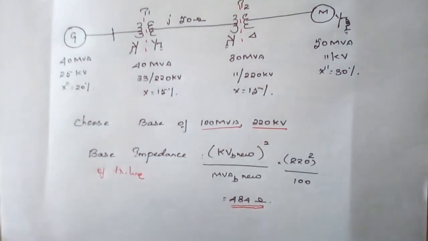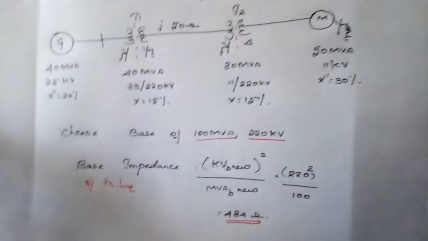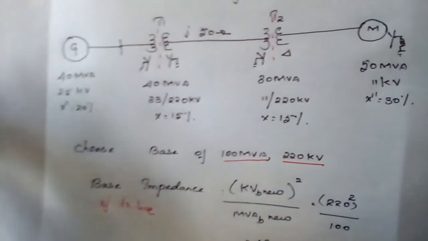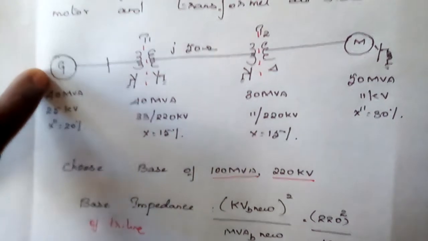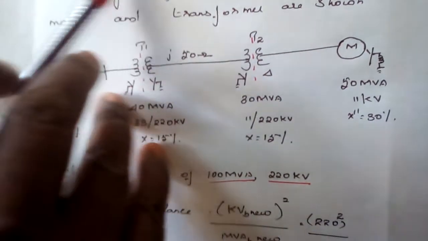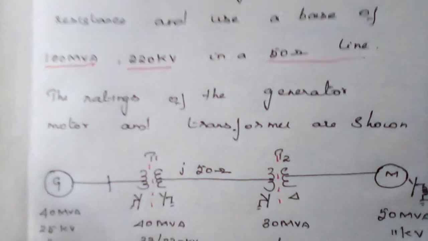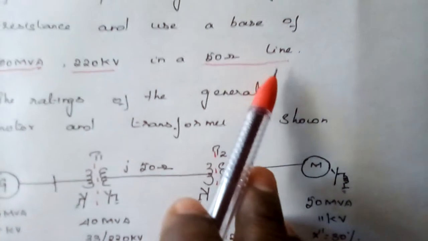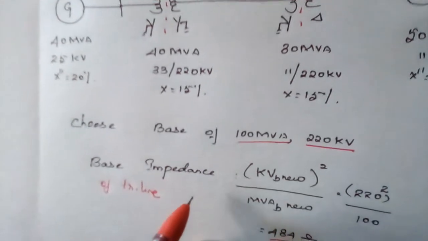In the problem which we have already discussed, we started from the generator. If some of the viewers have not seen that, you just go through that and come to this case. We started from the generator since no MVA base or kV base value was given. Here the MVA value and kV value are given for the transmission line, so we are starting the case from the transmission line. For that we have to calculate the base impedance initially.